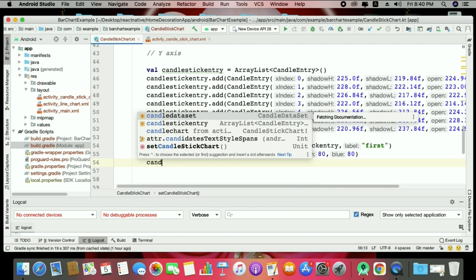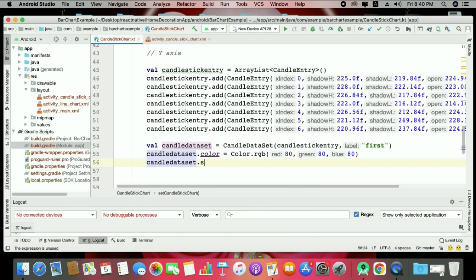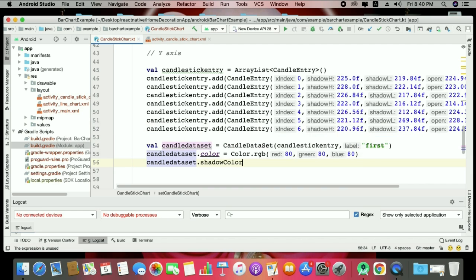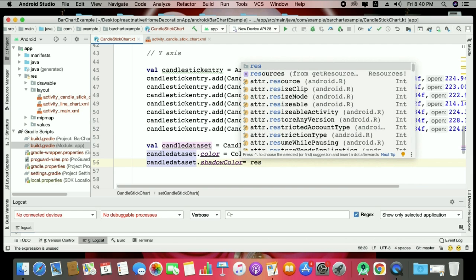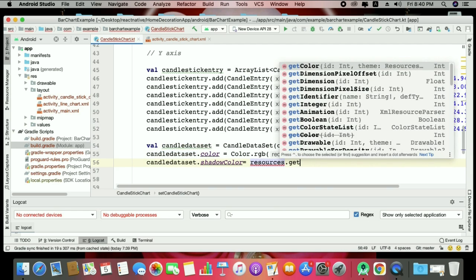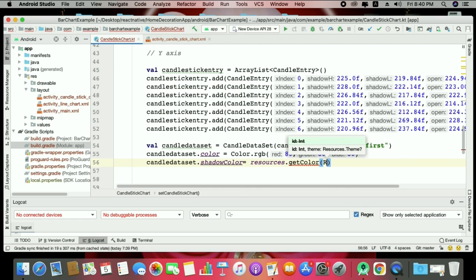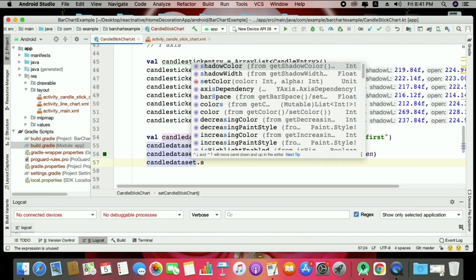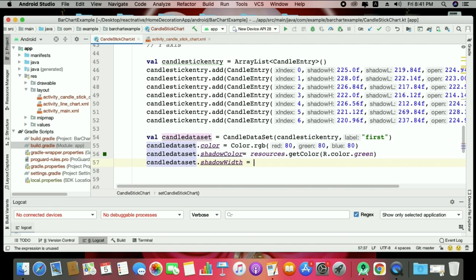And this is your candle data set dot, if you have any shadow color, you can choose that color, and I will show you. That's resources dot get color, and that color I am using is R dot color dot green. So without shadow colors you can also choose that, no issue. And one more thing, I want the boundaries width, so you can say shadow width, and that is your 1f.